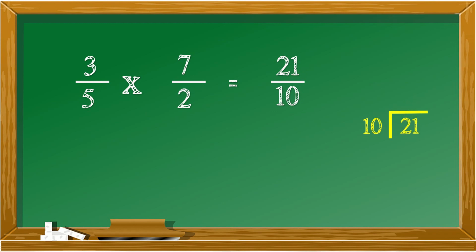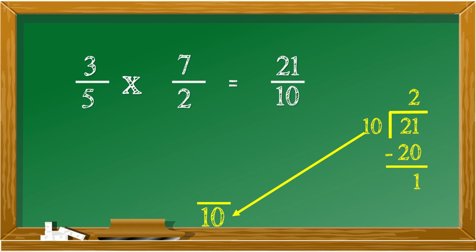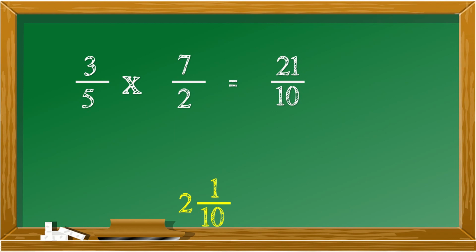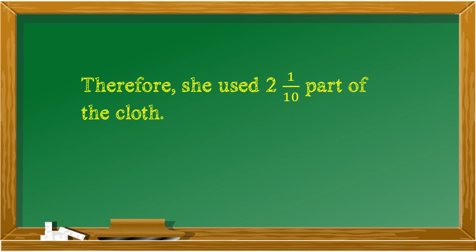So 21 divided by 10 is 2. 2 times 10 is 20. Subtract. 21 minus 20 is 1. So again, 10 will still be our denominator. 1, or the remainder, will be our new numerator. And 2, the quotient, will be the whole number. So therefore, the final answer is 2 and 1/10. Since 1/10 is in the lowest term, we cannot reduce this anymore. Therefore, she used 2 and 1/10 part of the cloth.